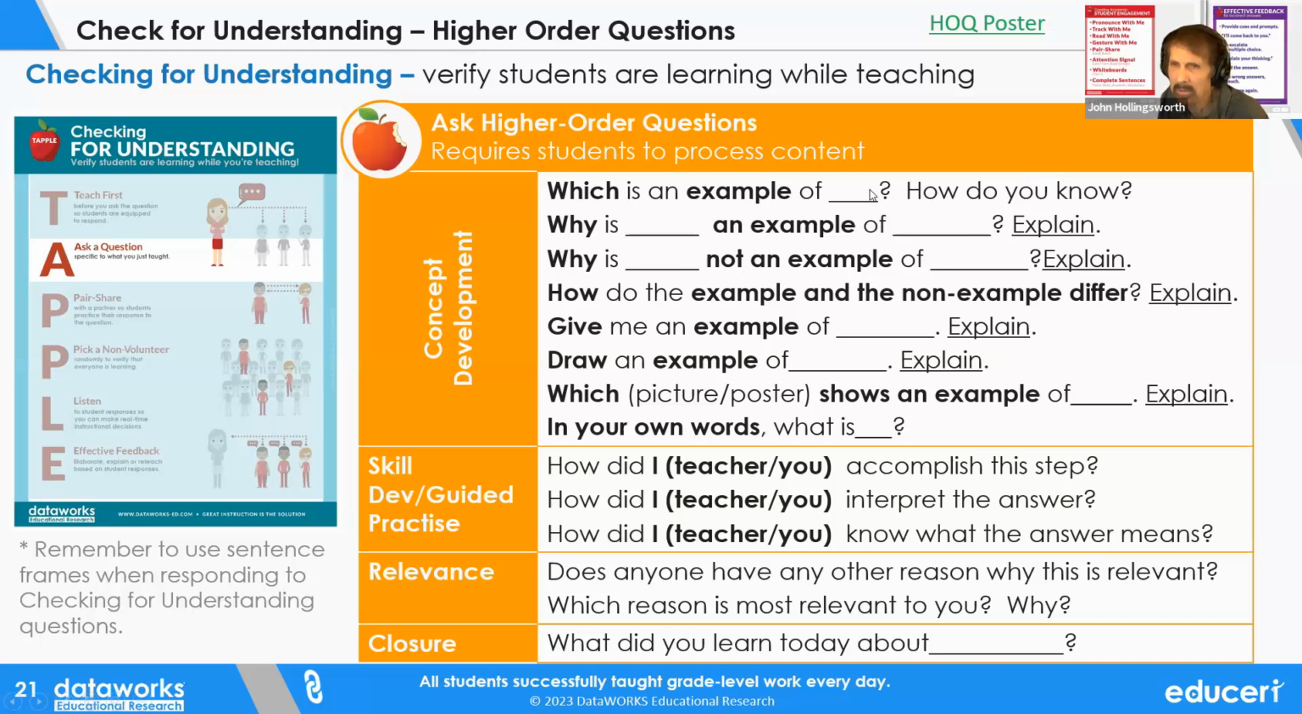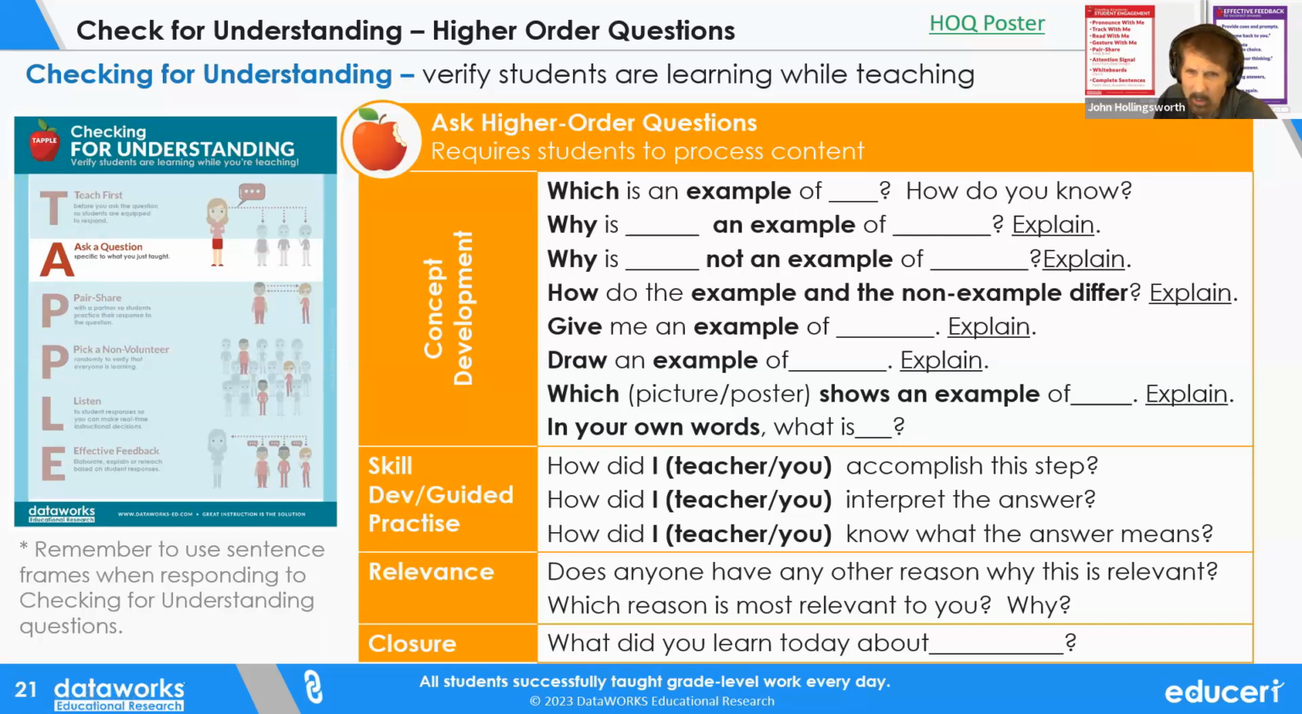Which is an example of a noun? Why is blank an example of a noun? Why is blank not an example? How do the example and non-example differ? Give me your own example. Draw me an example of a triangle, a circle, a square, or anything like that. Which diagram or picture shows something? In your own words, what is? Okay, so these are all the ways we can do examples of what is a noun.